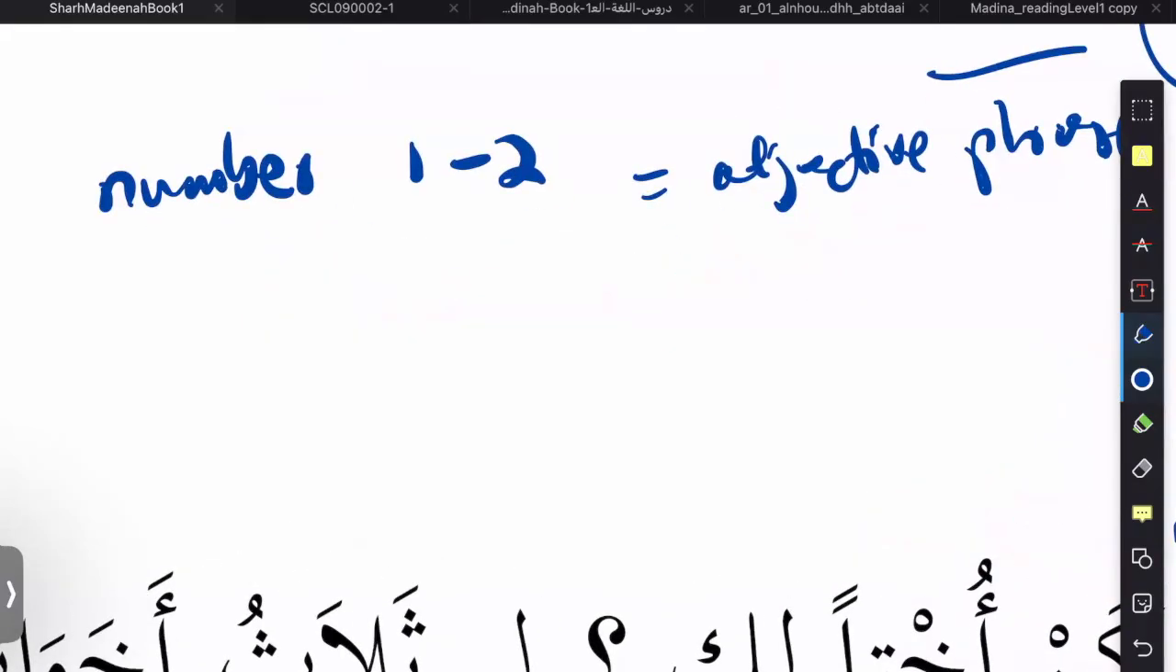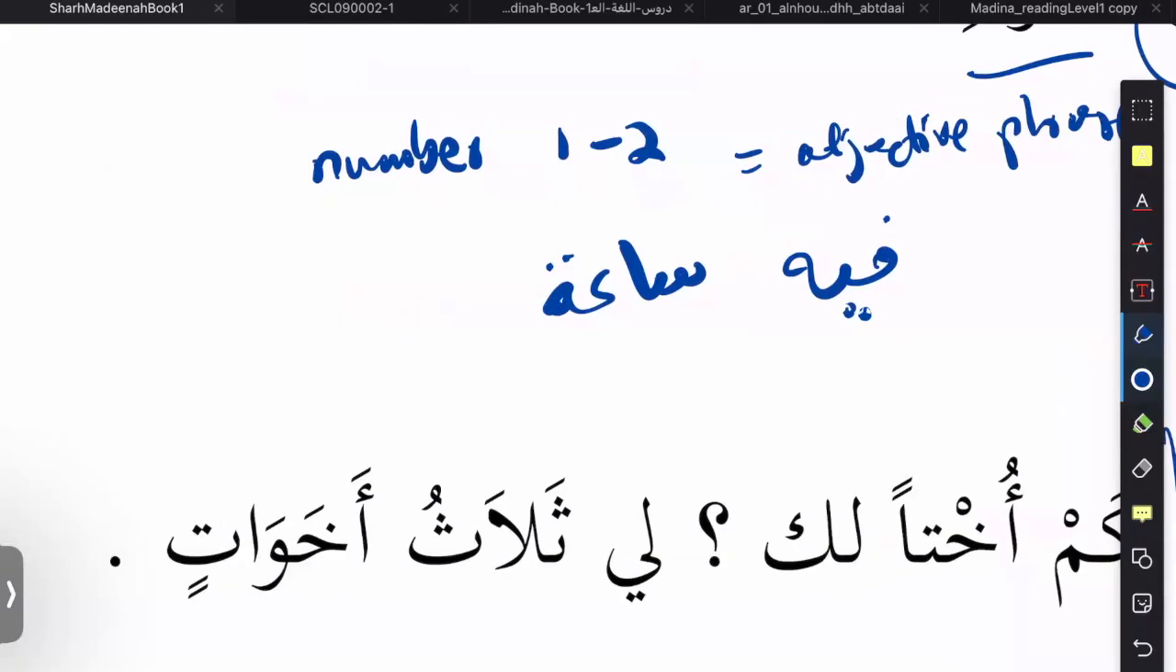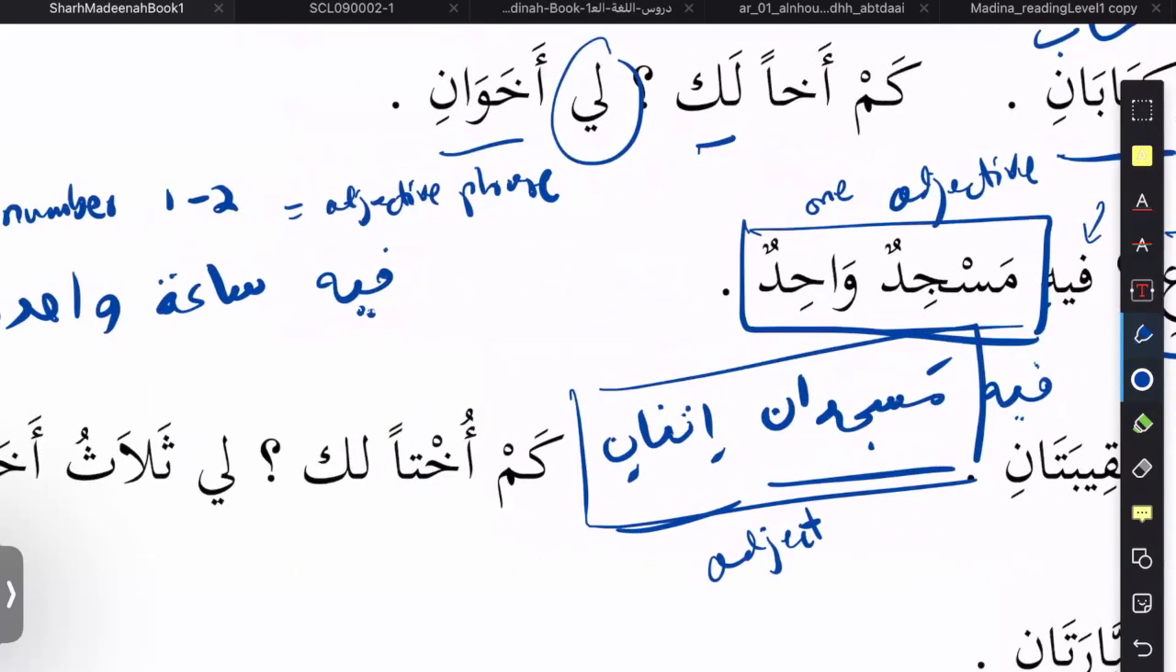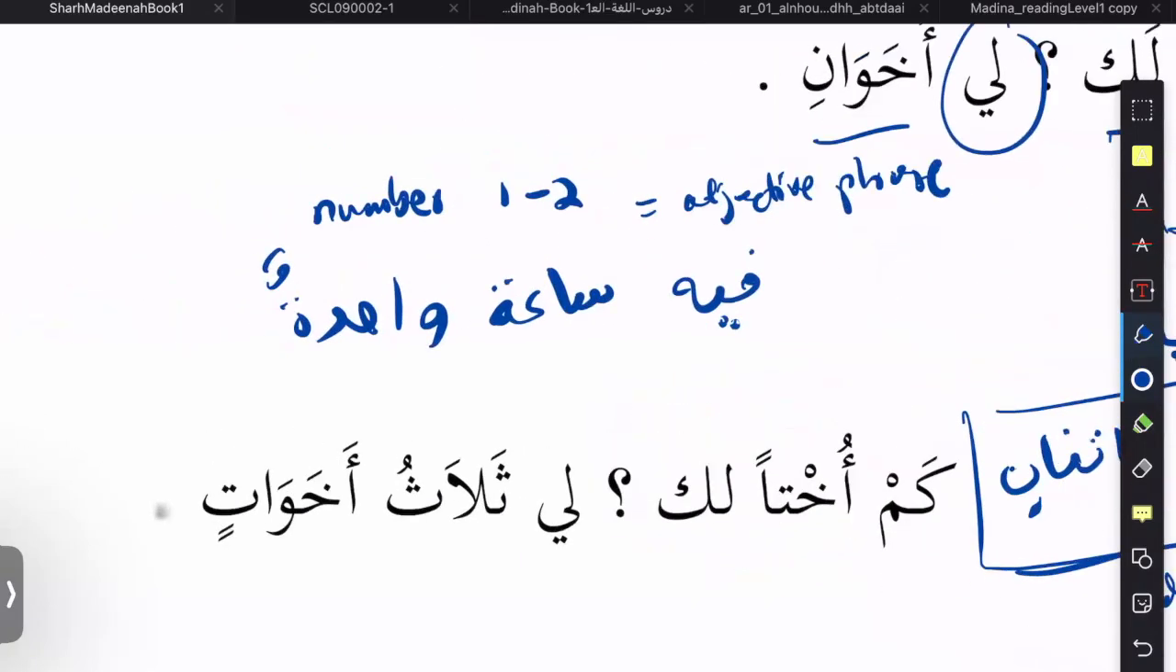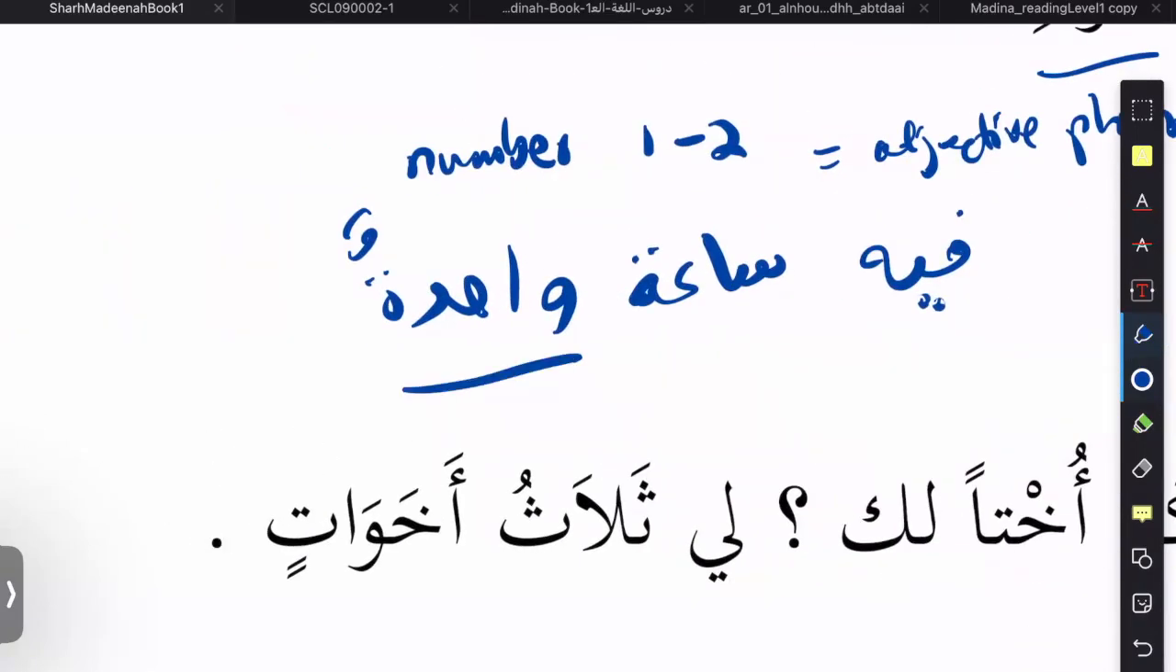So all the rules of adjective will be there. So for example, you want to say fihi, in it, sa'atun, a what? You say wahidatun. Here we said masjidun wahidun. Here we say wahidatun. Because why? Because we have to match the gender. It's an adjective. Adjective rule doesn't change.